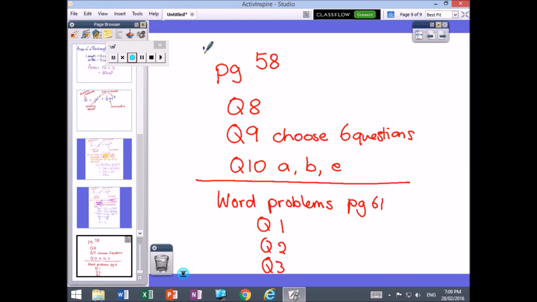The first bit here, so on page 58, I want you to practice substitution on all three of these. If you finish that, I think you guys need a bit more practice on word problems, which is then on page 61.